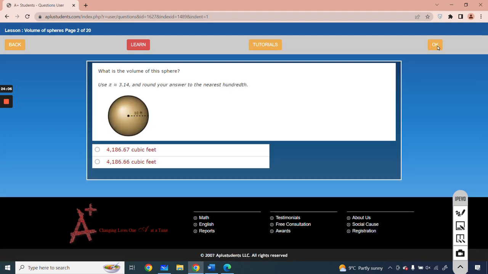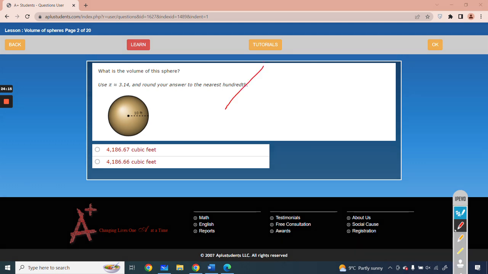Okay, the next one is, what is the volume of the sphere? So you have to use the same formula, that is V equals 4 by 3 pi r cube. So just write down the formula and put up the values. So r has the value 10 feet. Just put up all the values. So it would be 3.14, and r has the value 10. It would be 10 cube.